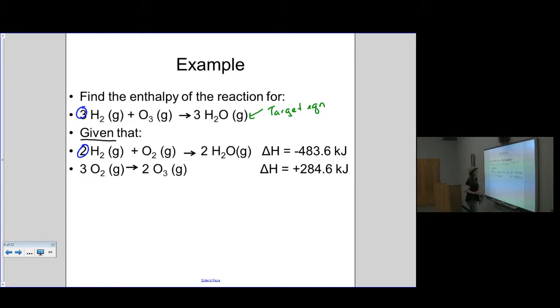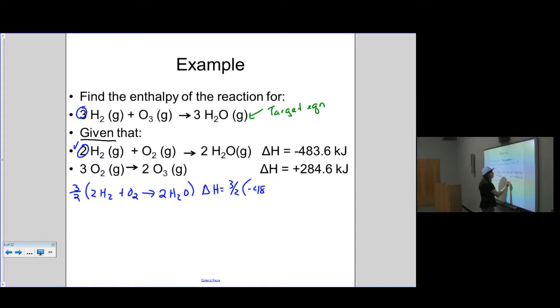So I'm going to have to do something to get this reaction to have the same coefficient as my target reaction. I could just take 3 halves times 2H2 plus O2 yields 2 H2Os. And if I do that, that also means I have to take 3 halves of my delta H, which is negative 483.6.